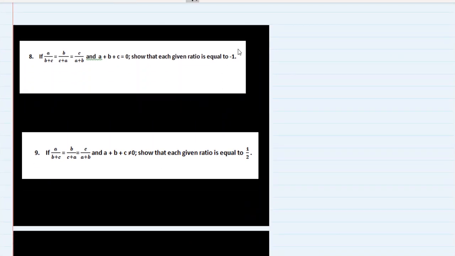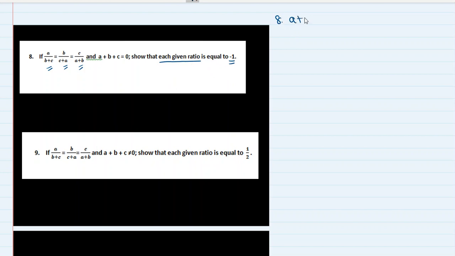These are interesting questions. Let's do question number 8 first. See, we know that A by B plus C is equal to B by C plus A is equal to C by A plus B, and A plus B plus C is equal to 0. Show that each given ratio is equal to minus 1. It's easy. Just see how to do it.